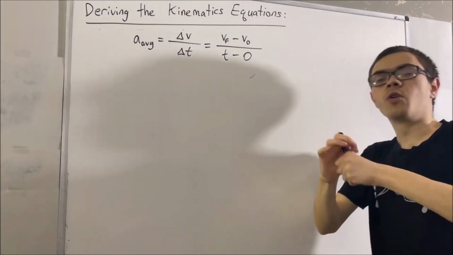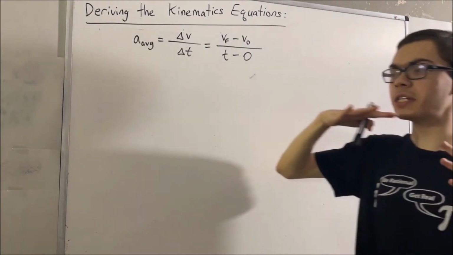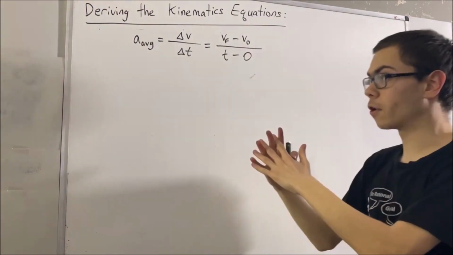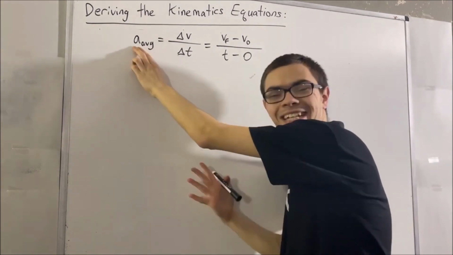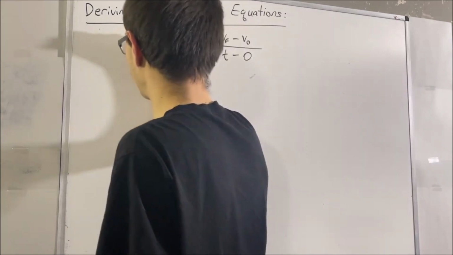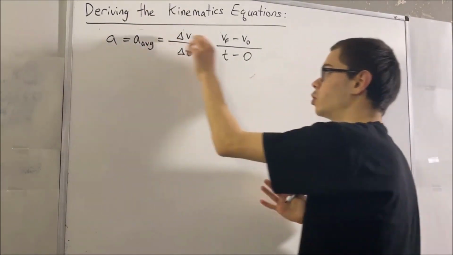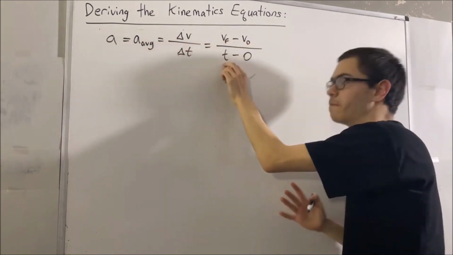Now, we are dealing with a constant acceleration, which means the acceleration doesn't change. Therefore, the average acceleration is equal to the acceleration itself. And I'm just going to call the acceleration a. So really we have that a is equal to (Vf minus V naught) divided by t.